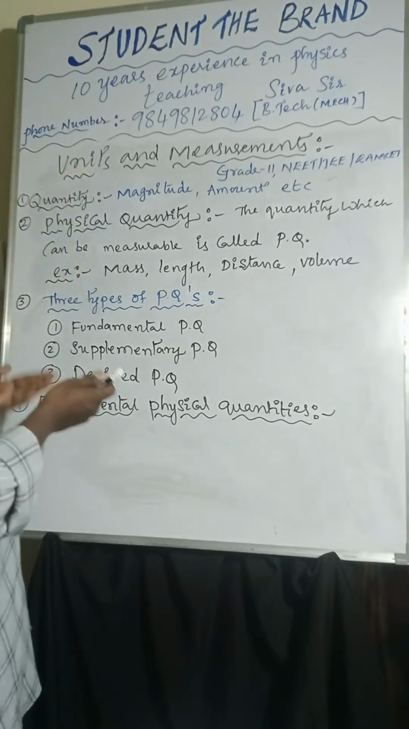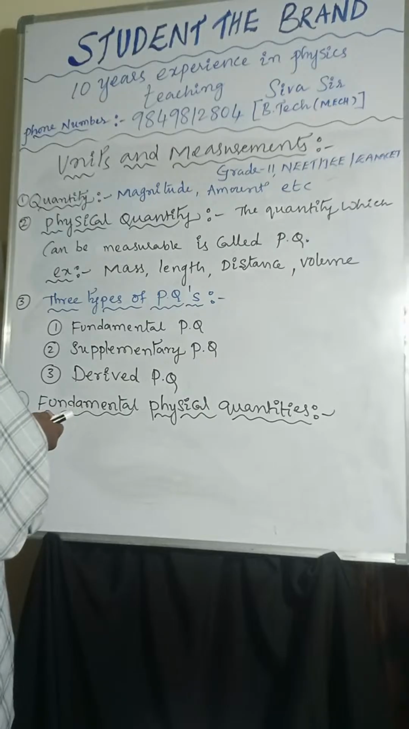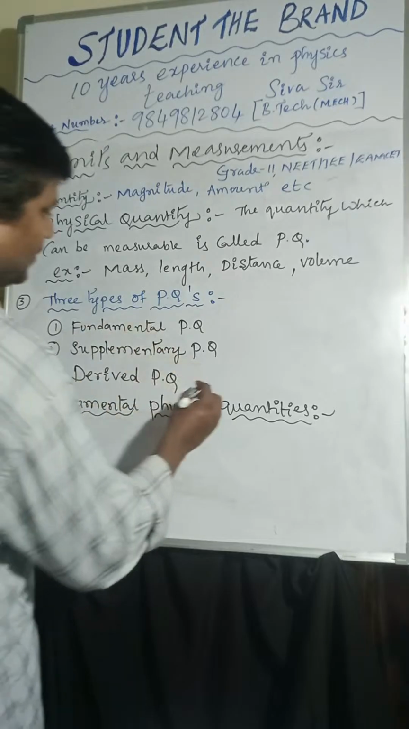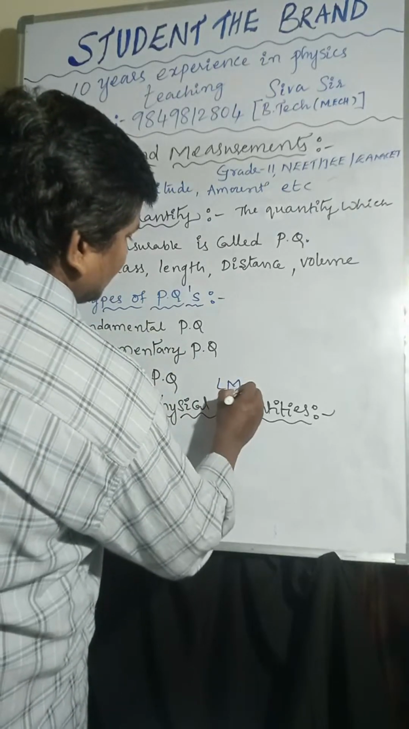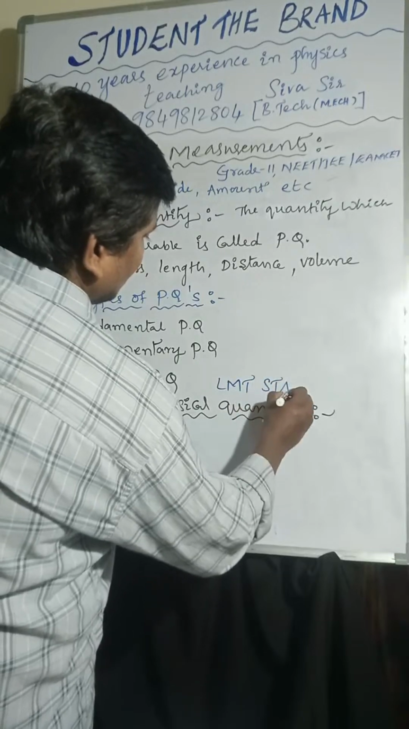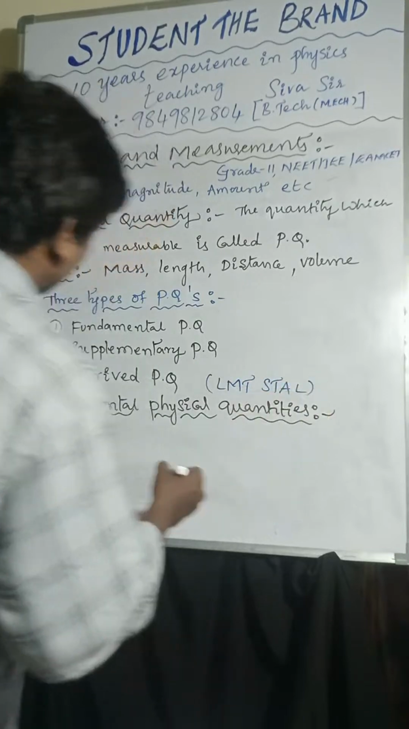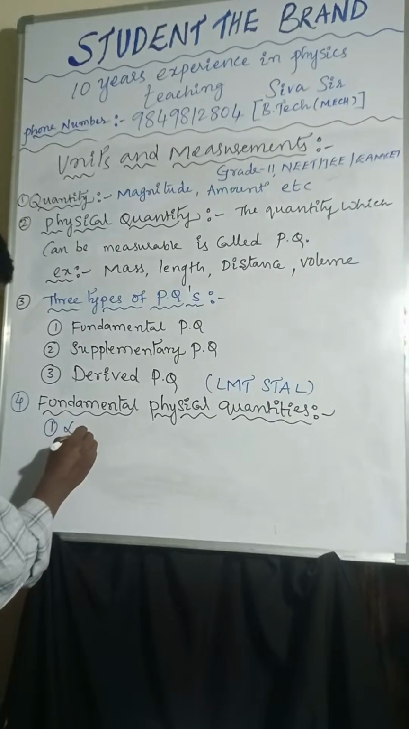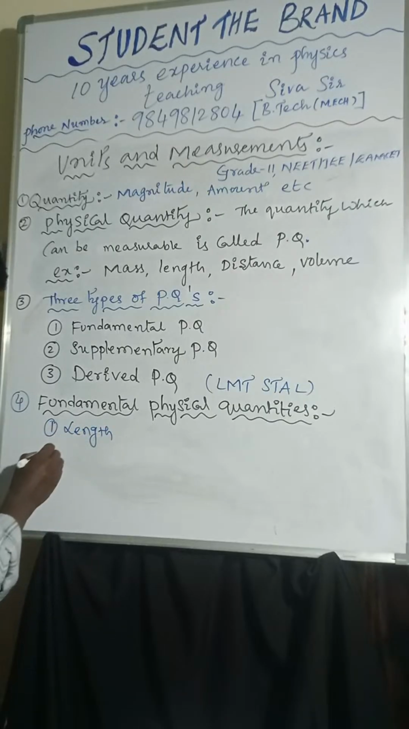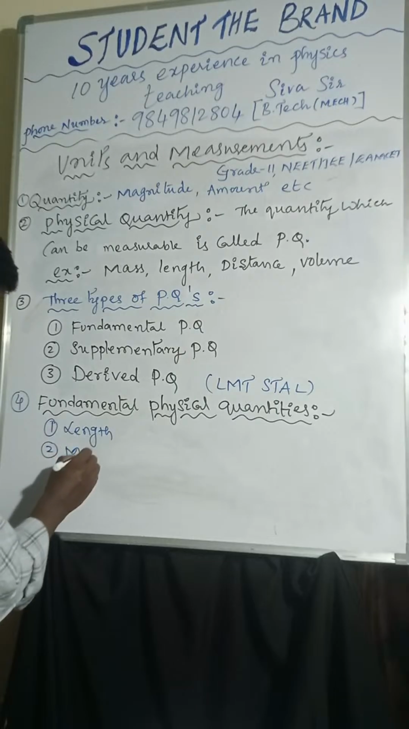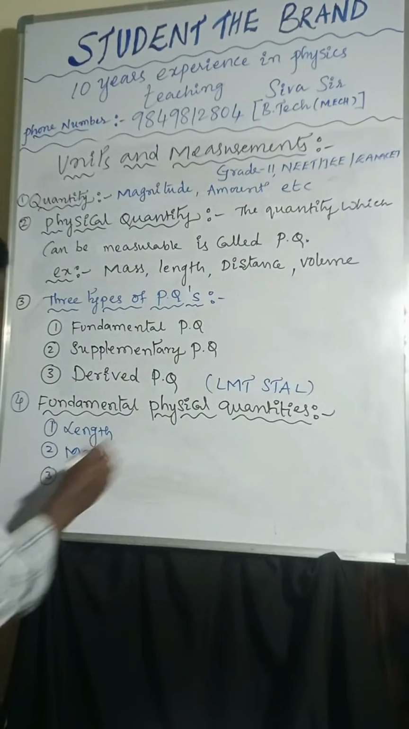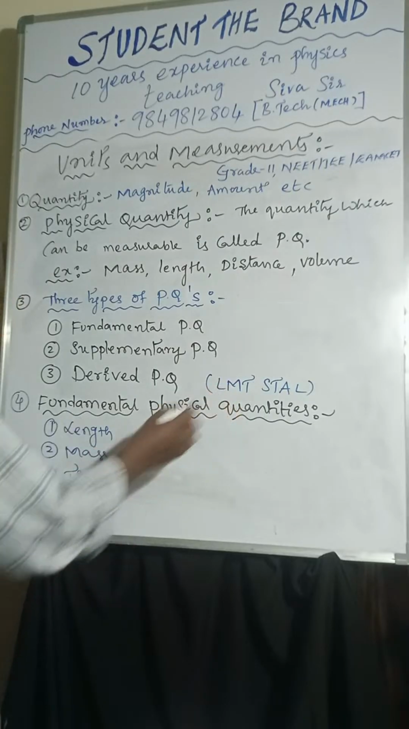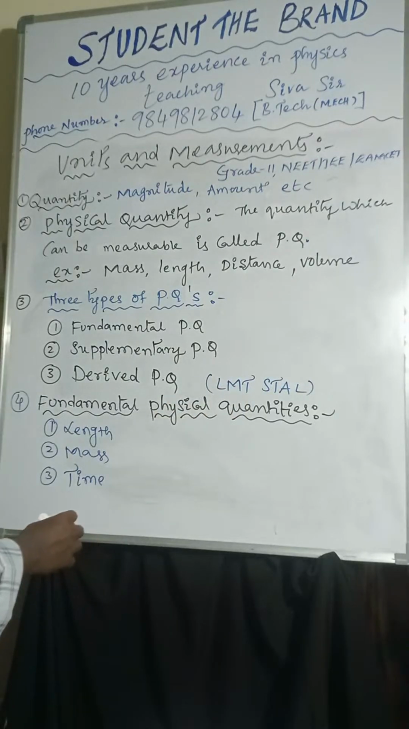So the fundamental physical quantities are LMT stall. L is length, the second one is mass, and the third one is time. So first is length, second is mass, third is time.